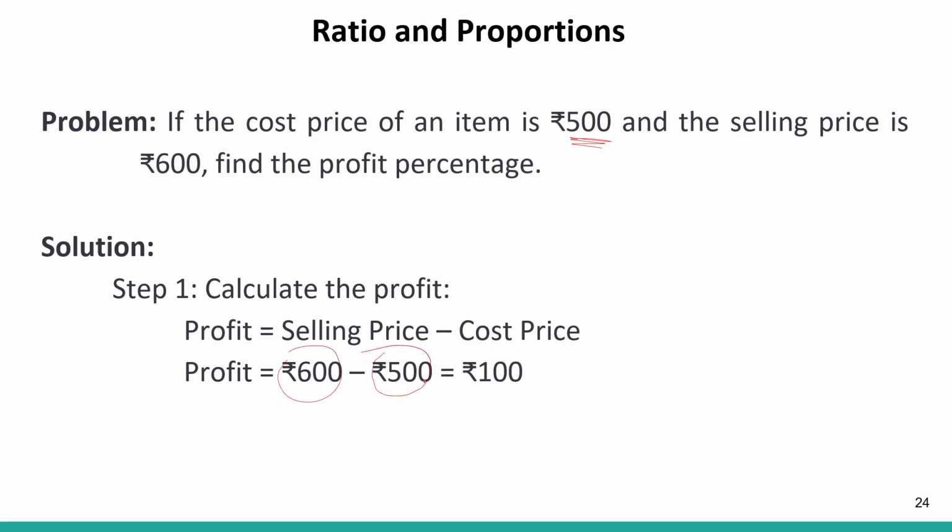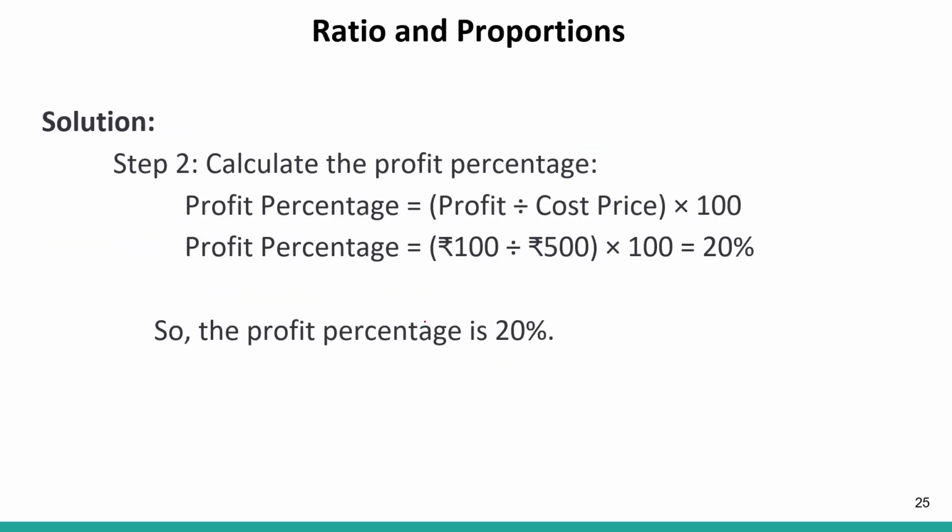So 600 minus 500 is equal to what? 100. Now let's see how much in percentage 100 is of 500. So the profit percentage is equal to 100 by 500 into 100. That will be equal to 20, because 100 by 500 is 1 by 5, and 1 by 5 into 100 is 20. So this is equal to 20%. The profit percent will be nothing but 20%.